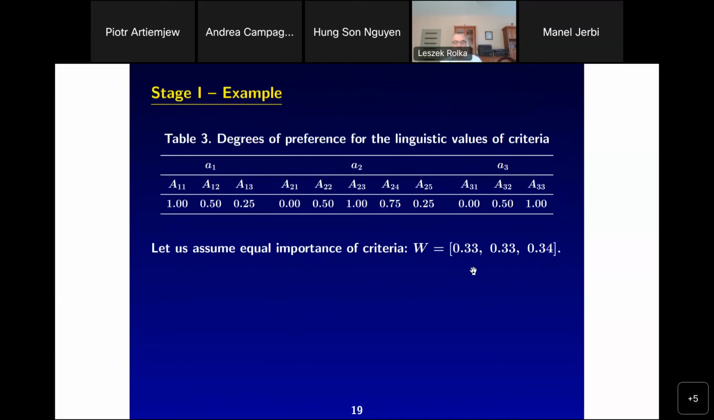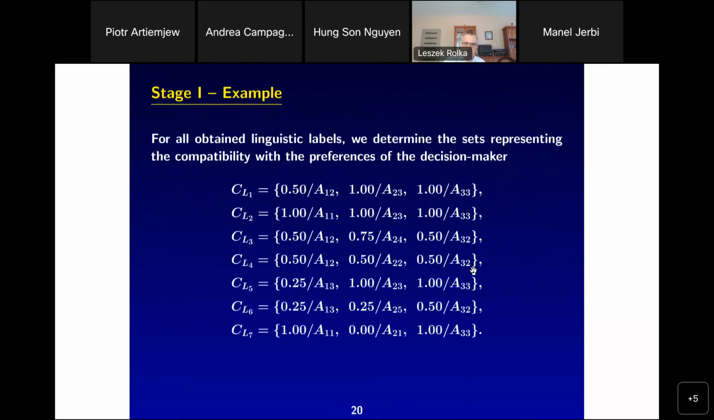Here we see the preferences that were used in our example. Because we want to take a closer look at the preferences of a decision maker, we chose that all criteria are equally important. We have 7 linguistic labels, and for each of them, corresponding fuzzy compatibility sets are calculated. It can be seen that the linguistic label L2 is the best one because it has the highest possible degree of compatibility with the preferences given by the decision maker.